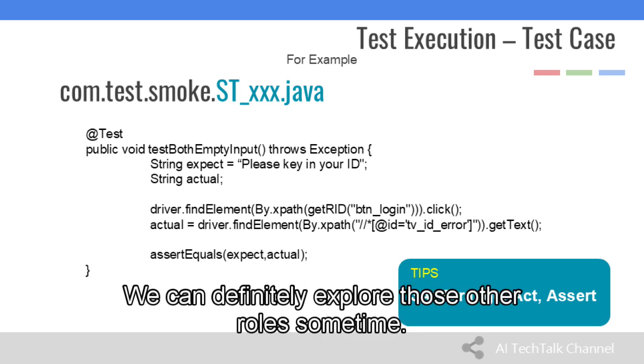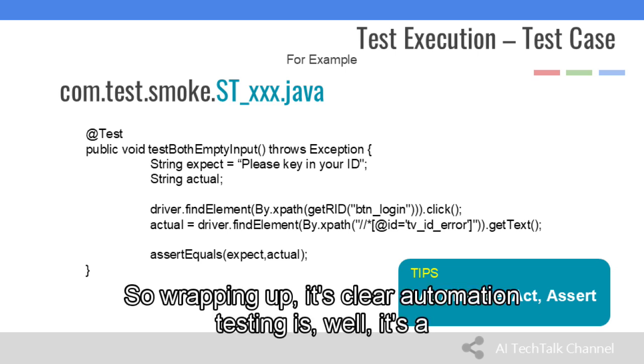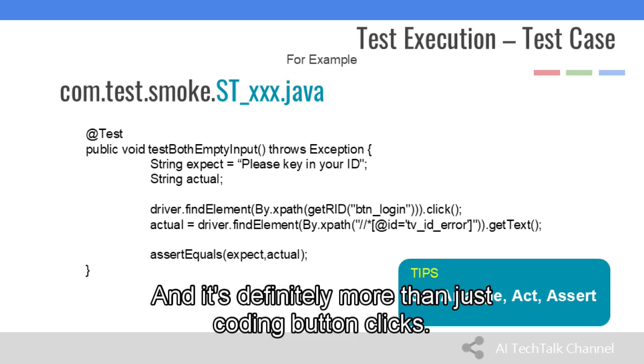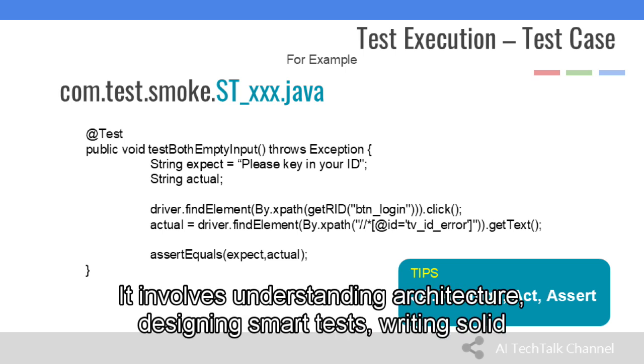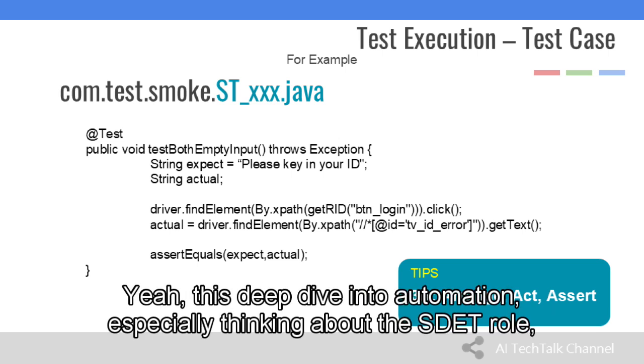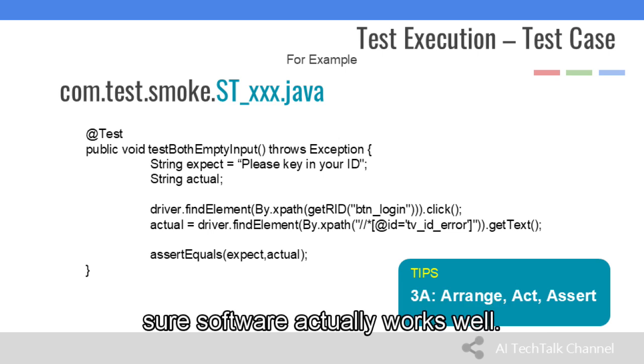We can definitely explore those other roles sometime. Sounds like a good topic. So wrapping up, it's clear automation testing is, well, it's a critical skill in software development today. And it's definitely more than just coding button clicks. It involves understanding architecture, designing smart tests, writing solid scripts, and really digging into the results. Yeah, this deep dive into automation, especially thinking about the SDET role, hopefully gives you a good feel for the methods and tech used to make sure software actually works well.